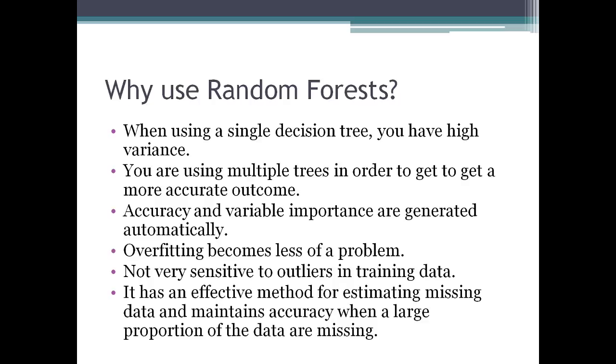And then accuracy and variable importance are generated automatically. So you get the variable importance and accuracy just because you have many different decisions, many different data points that are randomly selected. So you're giving importance to each data point because they're chosen at random. Also, with random forests, overfitting becomes less of a problem than with simple decision trees. And random forests are not very sensitive to outliers in training data.